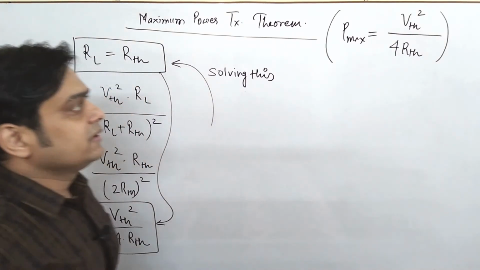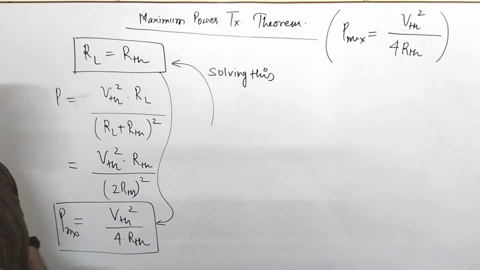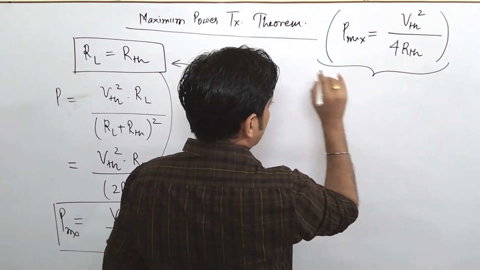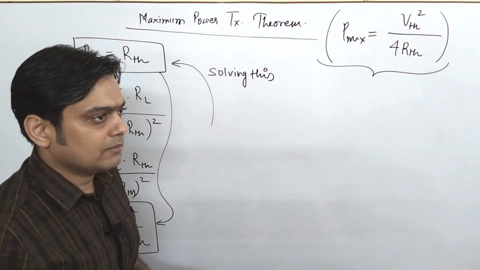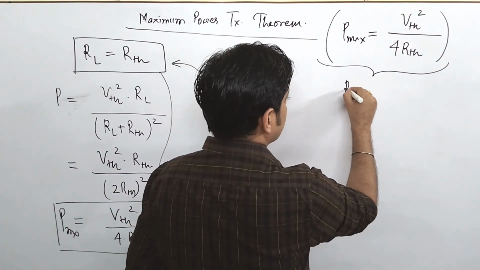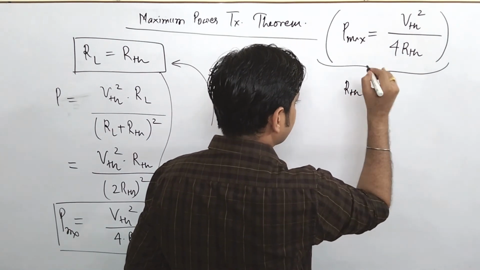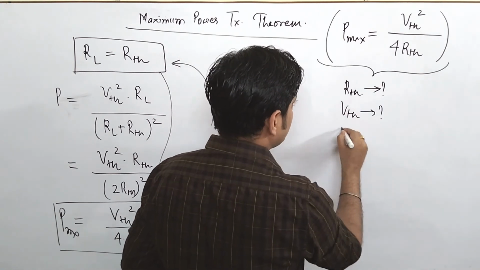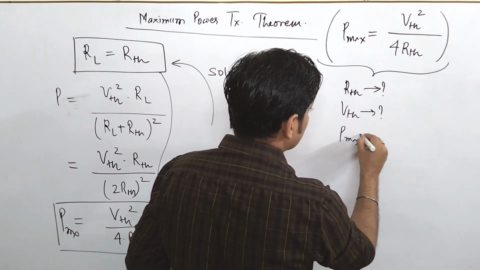This is a very important formula for finding the maximum power in a network. So a few things we understand here. Whenever you have to find a maximum power, first you have to find the value of RTH, then the value of VTH, and then you find the value of Pmax with this formula.